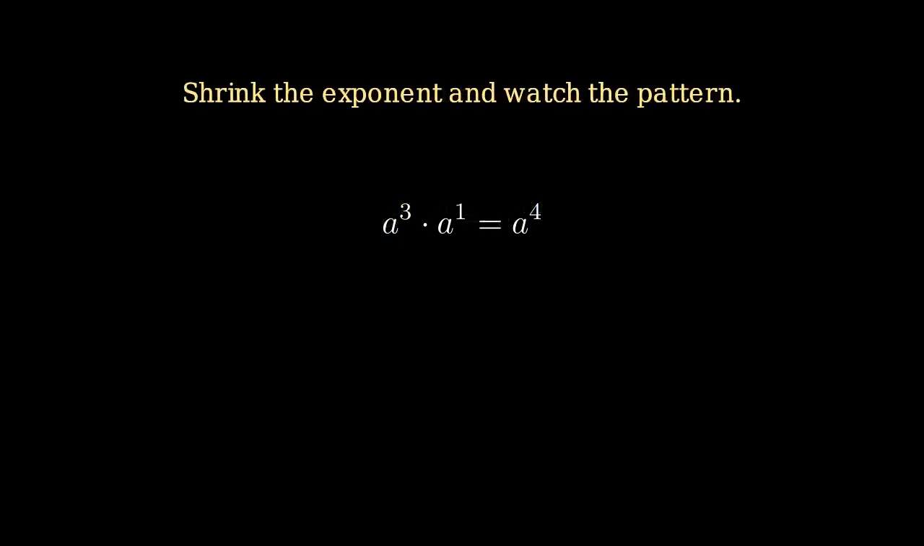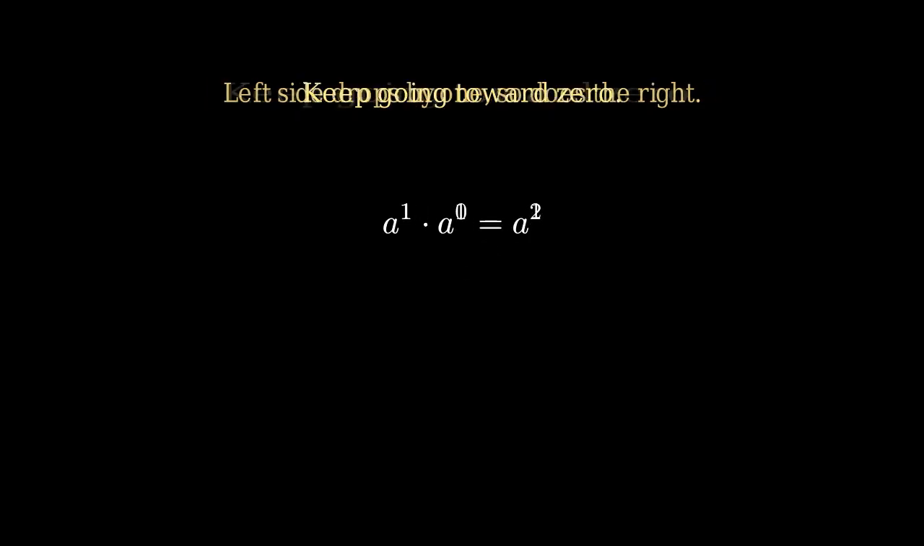Now let's push our first law, a^m times a^n equals a^(m+n), until it almost breaks. Watch what happens as the second exponent shrinks. a cubed times a^1 equals a^4. a squared times a^1 equals a^3. Each time the exponent on the left drops by 1, the total on the right drops by 1 too. Keep going and you reach a^1 times a^0 equals a^1. For that to stay true, a^0 has to equal 1.